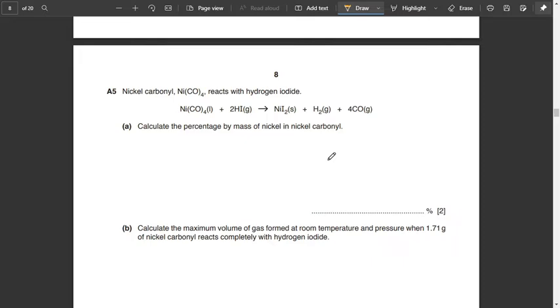Moving on to question number 5. Nickel carbonyl reacts with hydrogen iodide. Calculate the percentage by mass of nickel in nickel carbonyl. It's again a very basic question, a very normal question. The molar mass of nickel carbonyl, if we calculate it through the periodic table which is given to you at the end of the question paper, is 171.